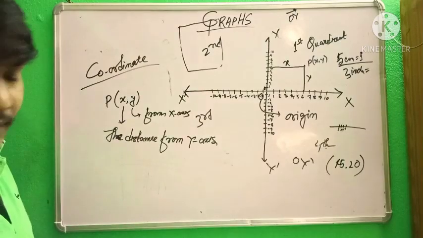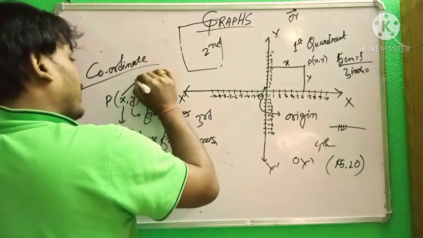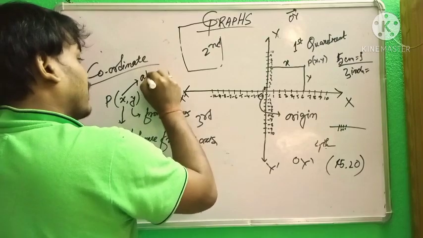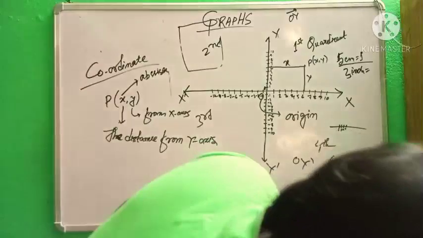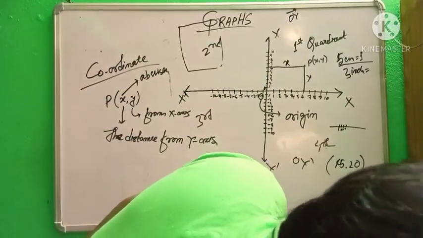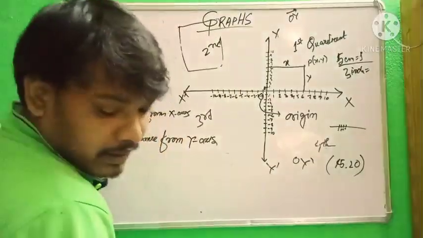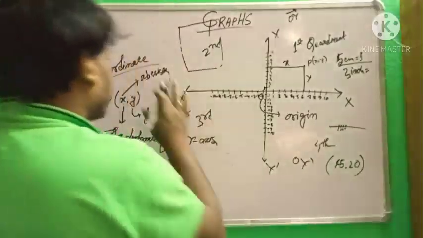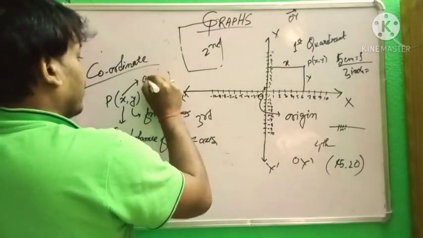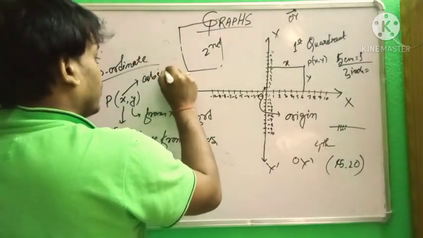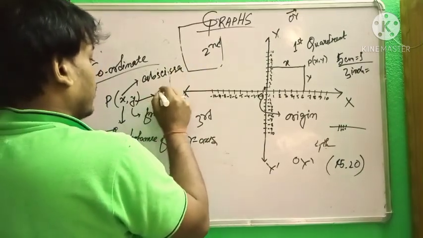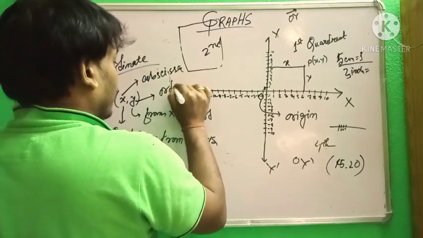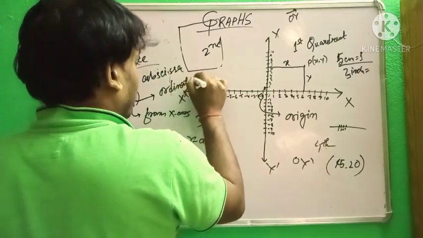Okay, and this value x is called the abscissa. Okay, spelling: abscissa. And y is called the ordinate. Okay.